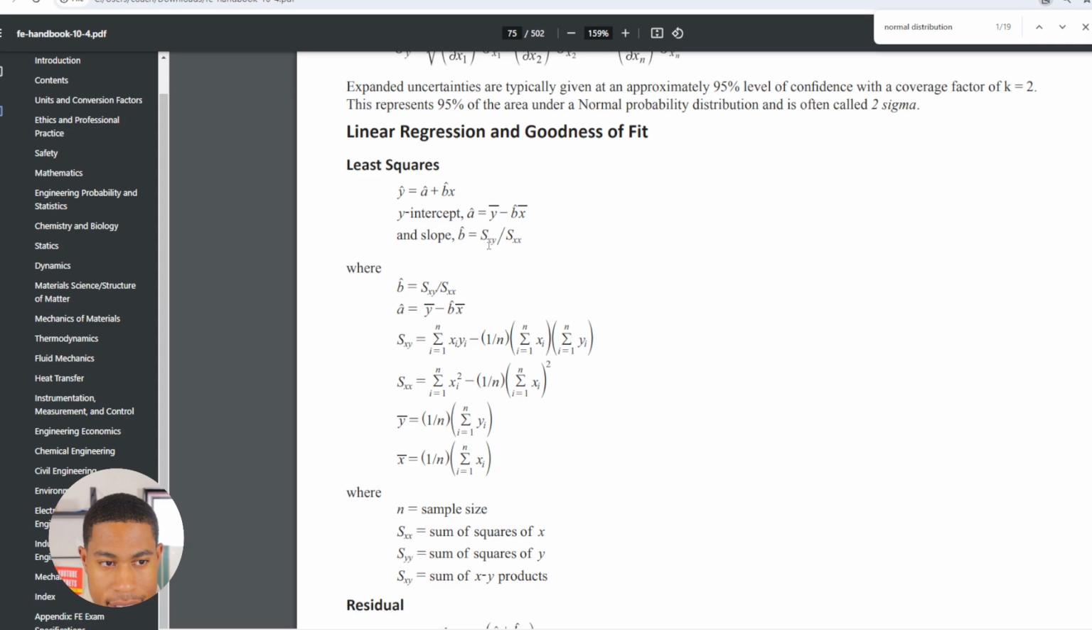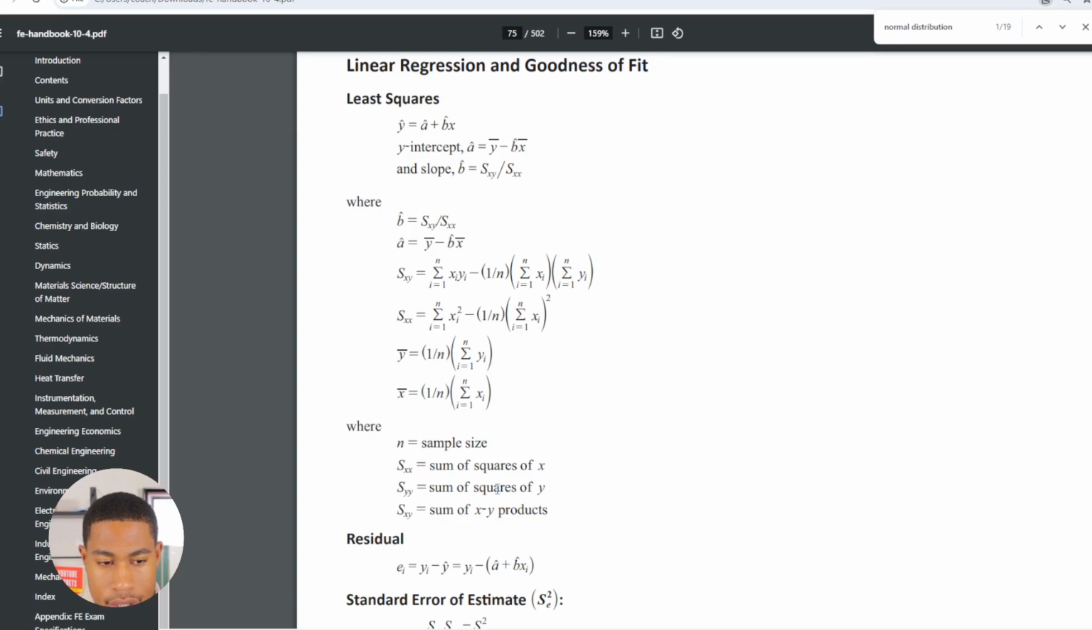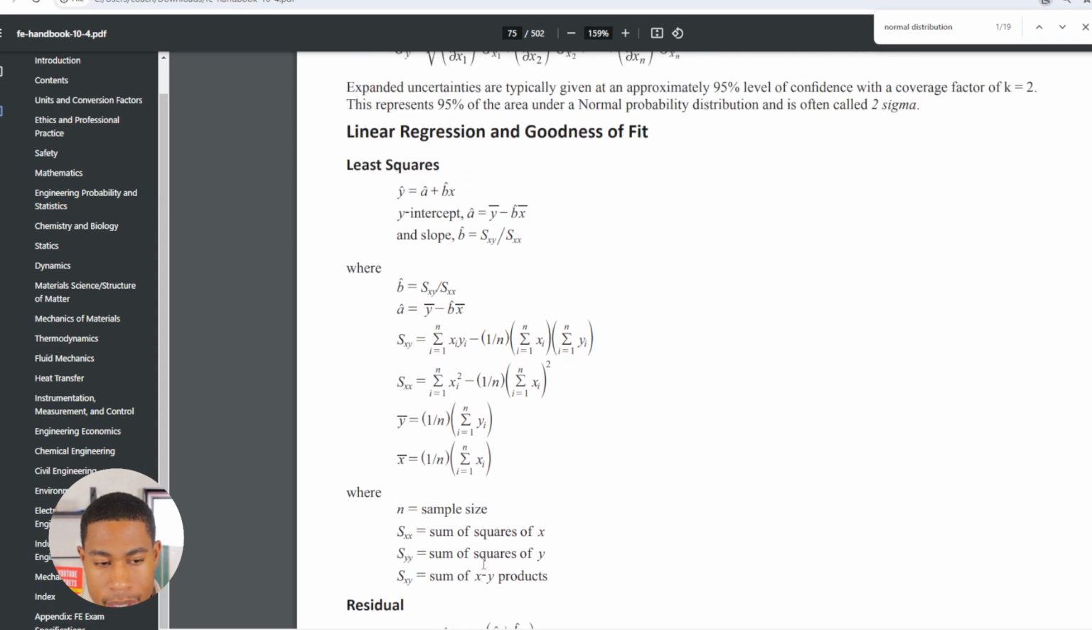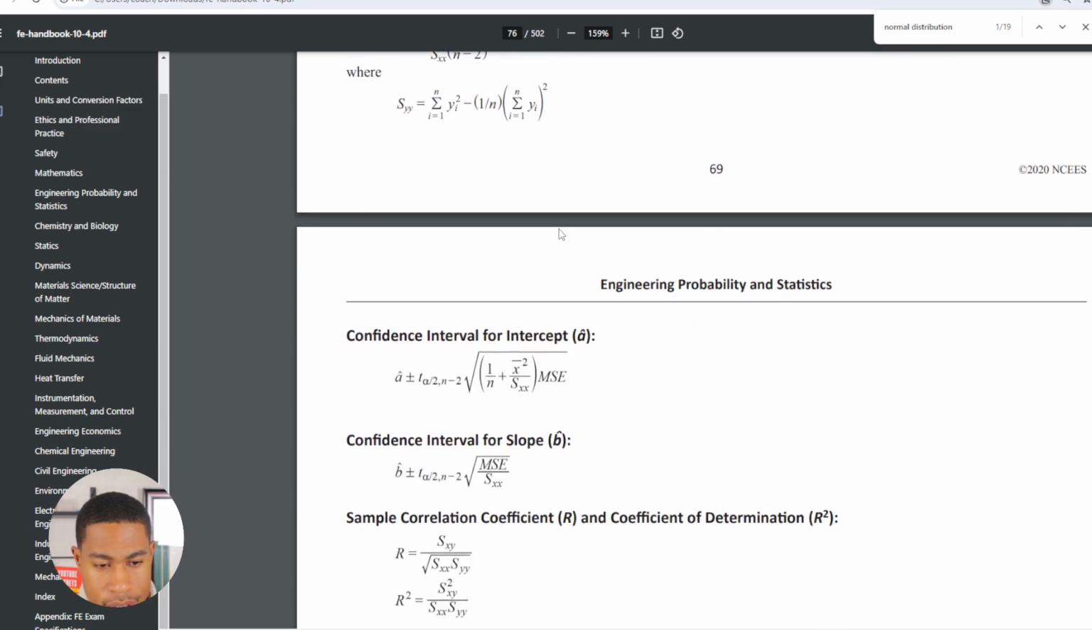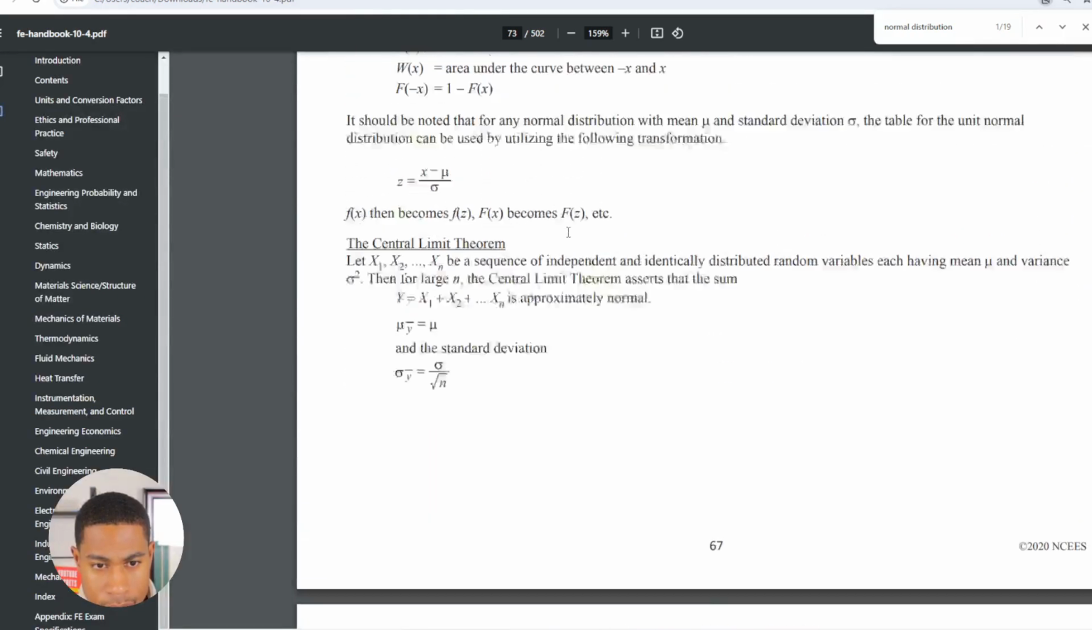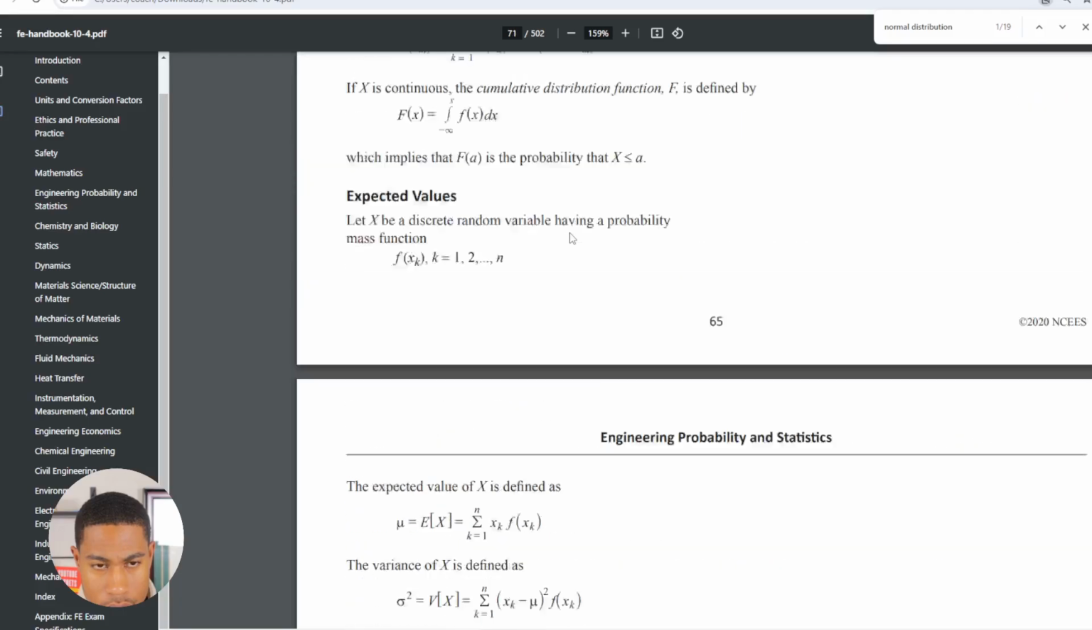And if they're giving you SXY and SXX, they will literally write that out. It's just the sum of squares of the X, and then the sum of squares of the Y, or the sum of XY products. So they will give you that information, or they will give you this equation, and then they'll say, hey, from what we've given you, solve it. Okay. I think there were maybe a few more items that I wanted to go through.